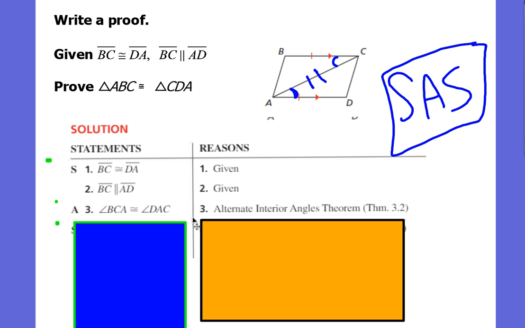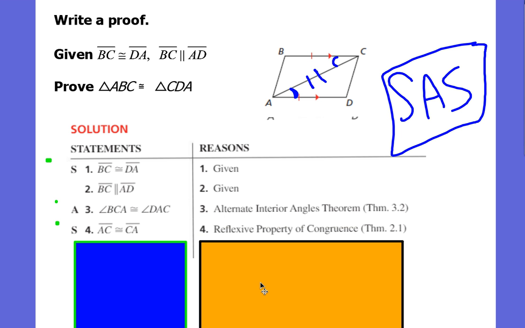AC is congruent to itself. That's our number one look for, folks. We turn it around because it matches up A to C and C to A in these two triangles. Corresponding parts, order matters, folks, order matters. Reflexive property, sorry about the bell.